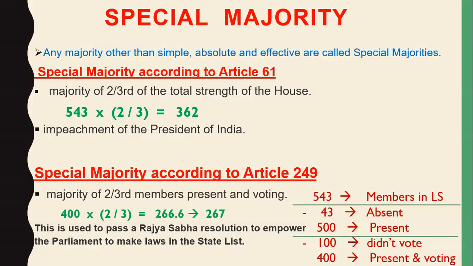Now, where is this special majority used? This special majority is used to pass a Rajya Sabha resolution to empower the Parliament to make laws in the state list. Okay. So friends, I have told you that India is a federation. So there is a clear-cut demarcation of power between center and states. There are 3 lists: union list, state list and concurrent list. So the central government is authorized to make law, means Parliament can make law on the union list. State legislative assemblies can make law on the state list.